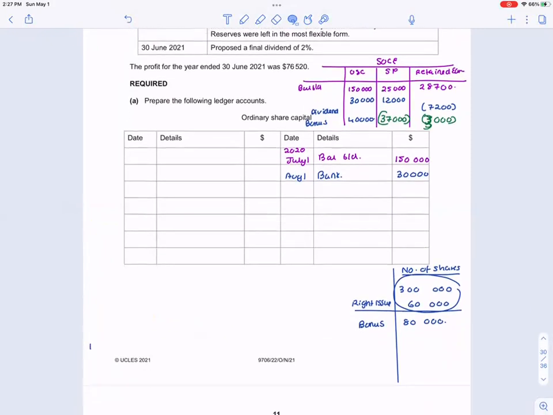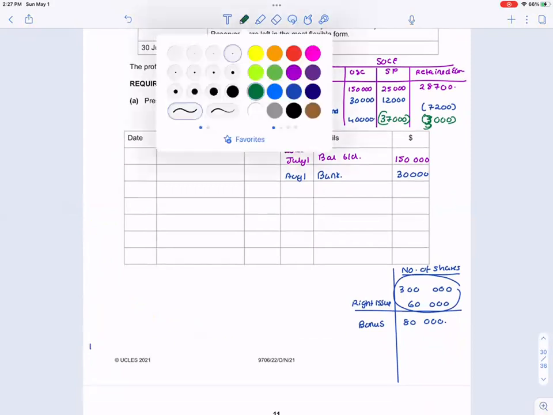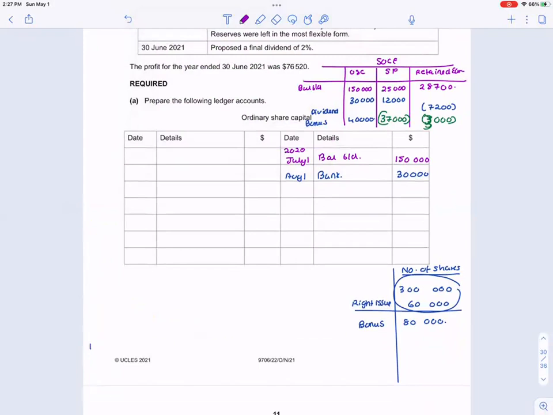Now, can you give me the journal? Miss, so where did the 3,000 come from? How much bonus is there? Oh yeah, okay, I got it. 40,000. So you need to use 40,000. Can you give me the journal entry for bonus?